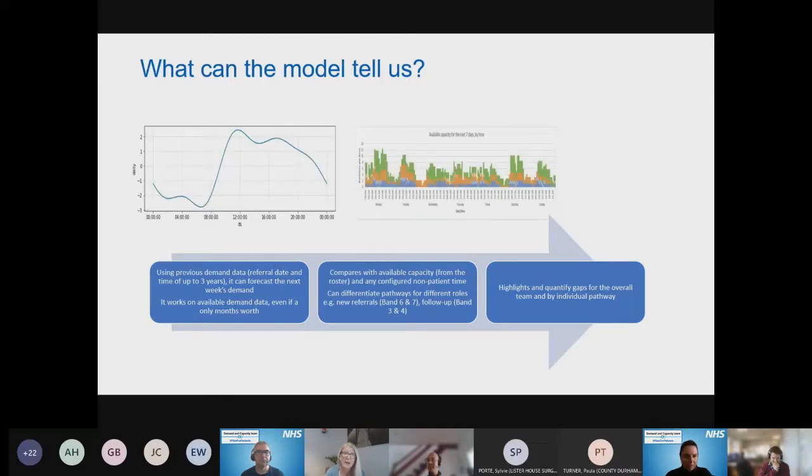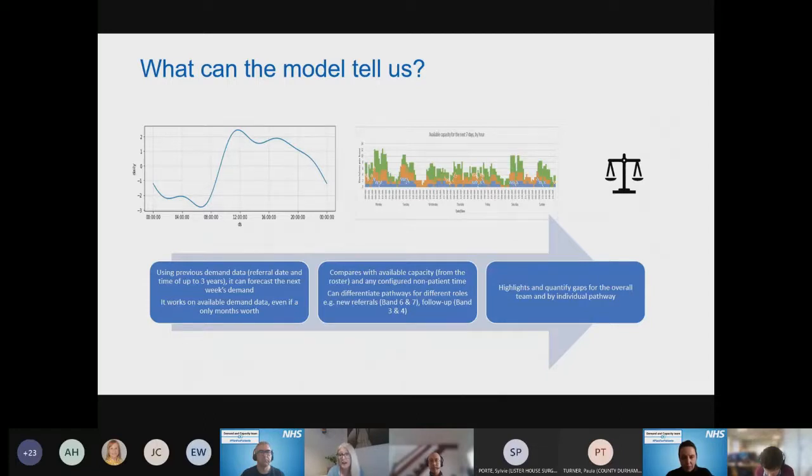Thank you very much. So what the model can tell you, it uses your previous demand data. You can put in up to 3 years of data if you wanted to give a really substantial amount of data. But if you're a new team just starting, you might have a month's data, and that's absolutely fine. Whatever data you've got, if you can put that into the model itself, it will then forecast, as I said, the next week. Obviously, the more demand data it has, the more it's able to forecast what it thinks might happen. And it works on the available demand data as well.